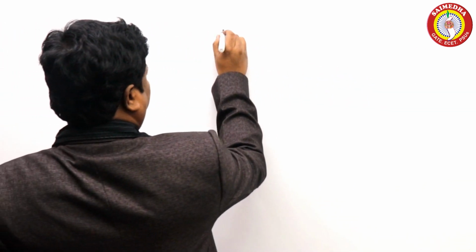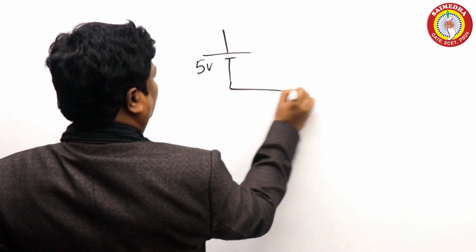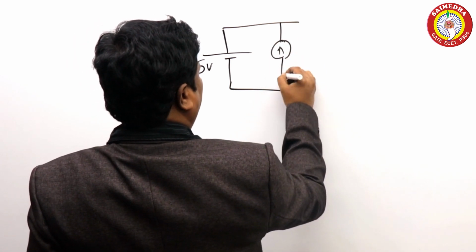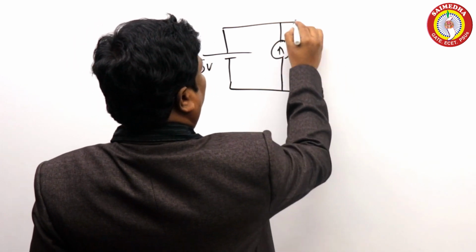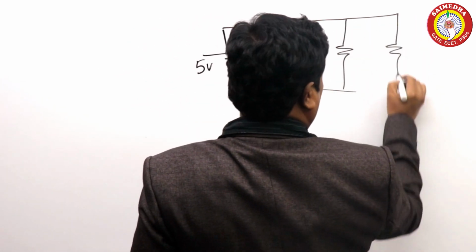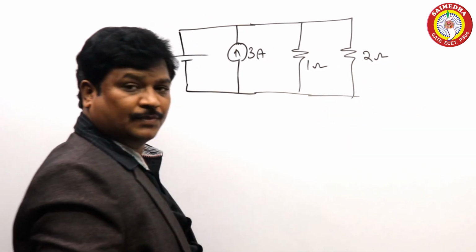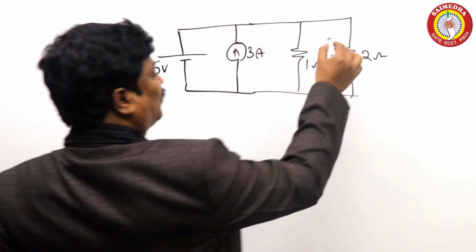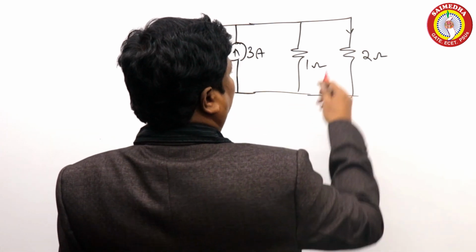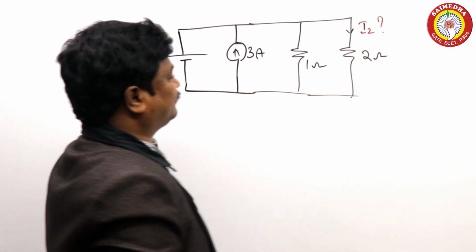Suppose you see here, there is a 5 volts source in parallel with a current of 3 amperes. There are some resistances like this, 1 ohm and 2 ohm. Suppose we want to calculate the current through the 2 ohm resistance, I2. What is the current through this one?